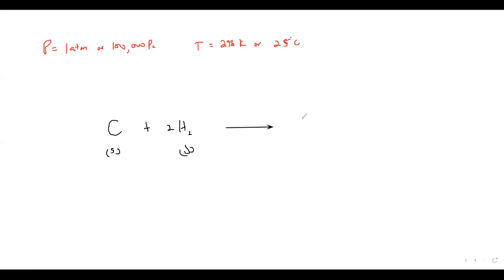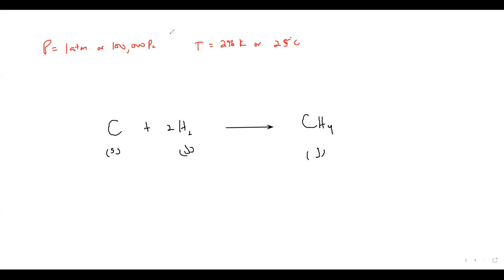Like another example, if I say the conditions are the pressure is 1 atm or 100,000 Pascal, the temperature is 298 Kelvin or 25 degrees centigrade, and what we did was mix carbon with hydrogen, carbon in a solid state at room temperature and hydrogen as a gas. So when we mix them together, what is the result? It results in the formation of 1 mole of CH4, which we also call methane.